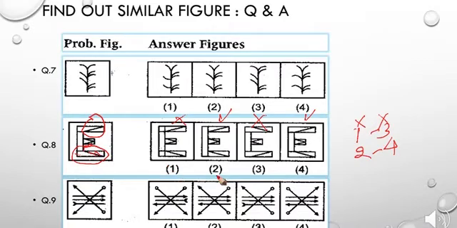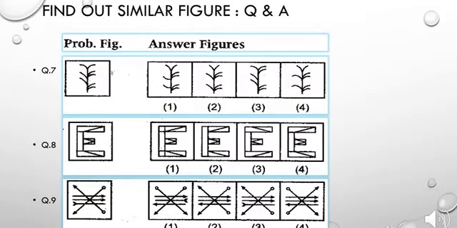But in option 2 we can see this line is there. So this can't be the answer because of the presence of this line. This line is not there here, so option 2 is rejected. Now we are left with option 4 only, and the answer for question number 8 should be 4 only. So this is going to be the answer for our question number 8.